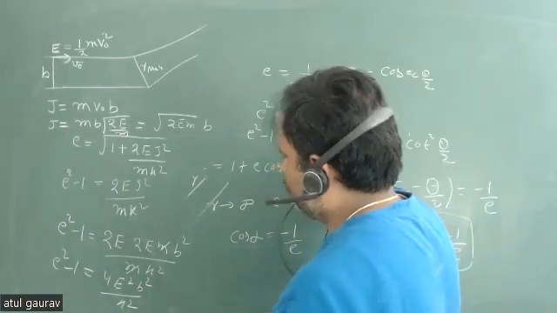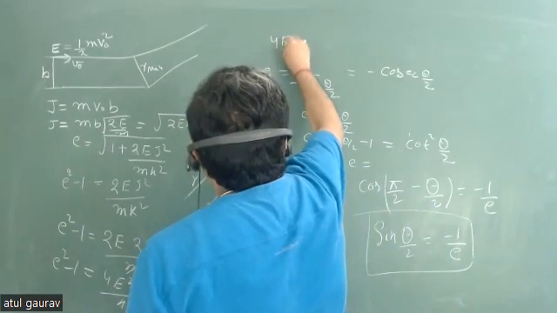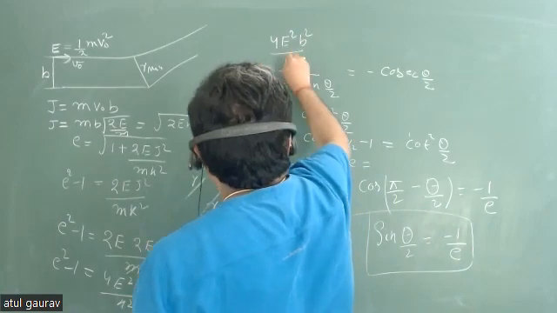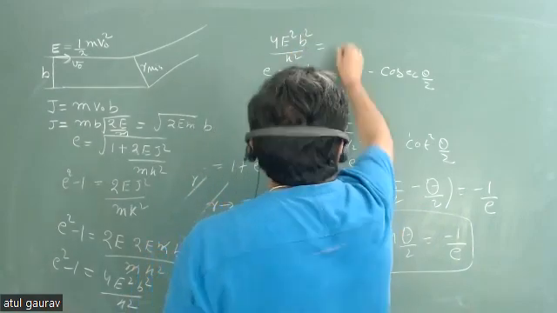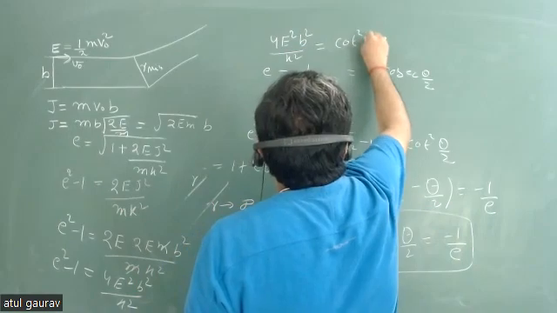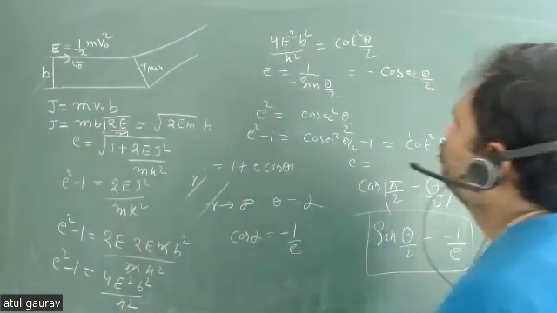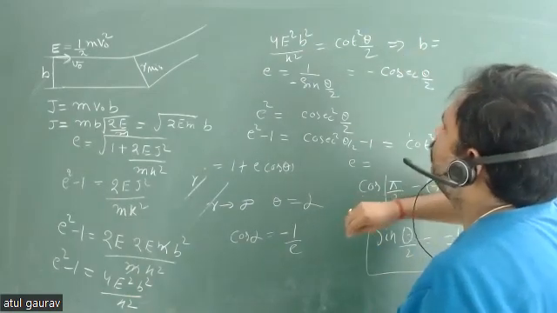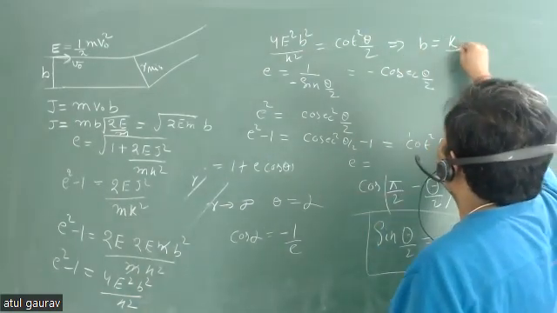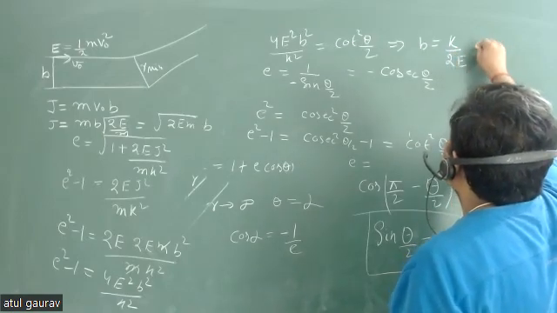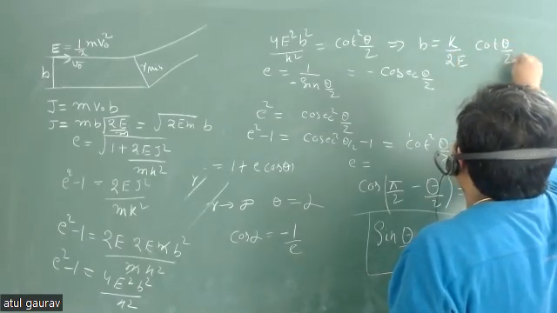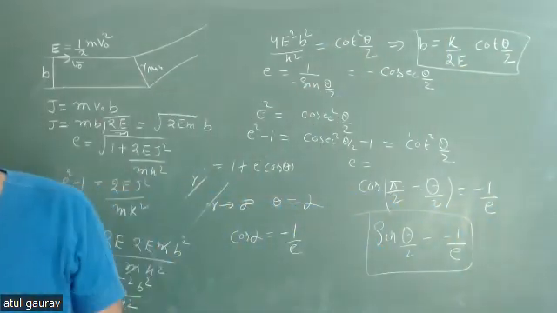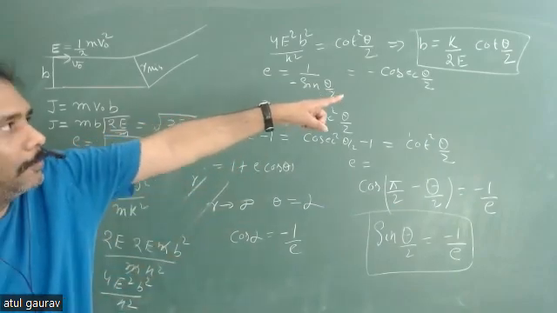Okay, so from here you can write E square minus 1 is equal to 4 E square B square upon K square, which is equal to cot square theta by 2. And from there, you can calculate the value of B, and the value of B is equal to K upon 2E cot theta by 2. Generally लोग इसे रट करके रखते हैं, और हम लोगों ने इसे derive कर लिया. Isn't it? B is nothing but K upon 2E cot theta by 2.